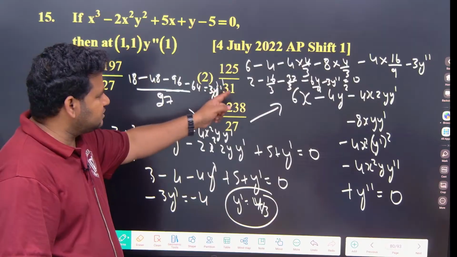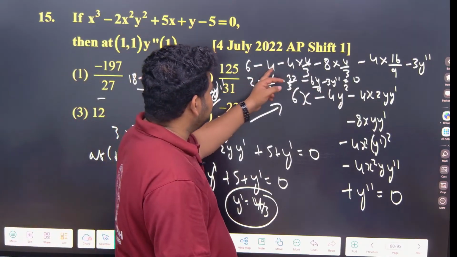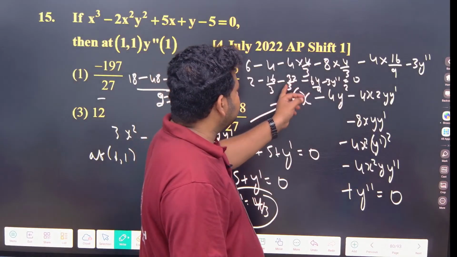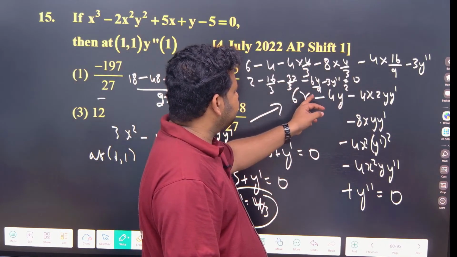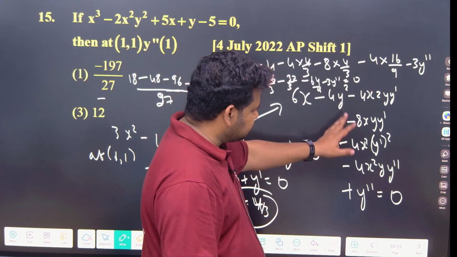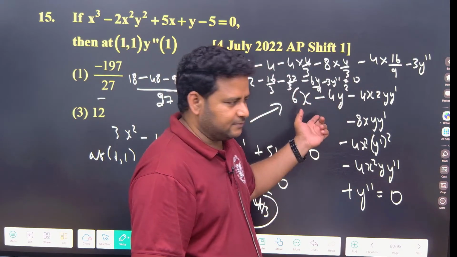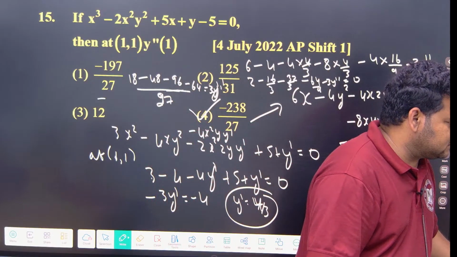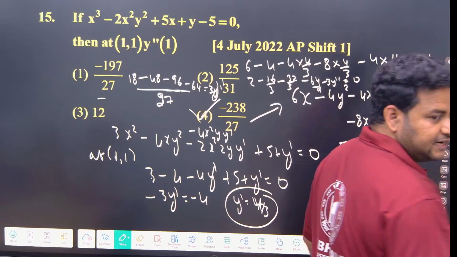Clear? While doing this, let us see again. 6 minus 4 for the 16 by 3. This is 8 for the 32 by 3. This is 16 for the 64 by 9. This is 3 by 1. Here we have done something, so please check this again. The PDF will be shared, don't worry. It is option 4, option 4 is the right answer.